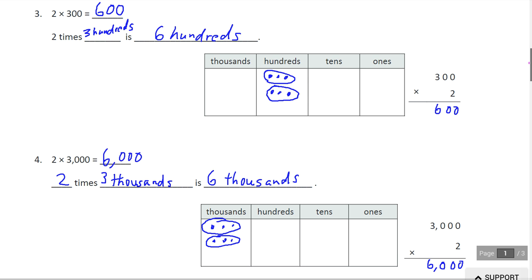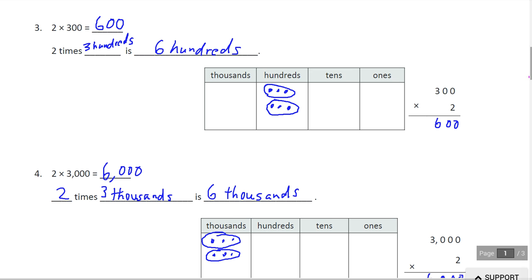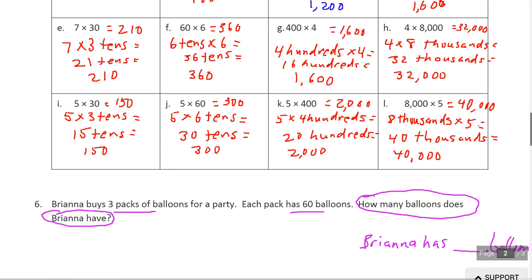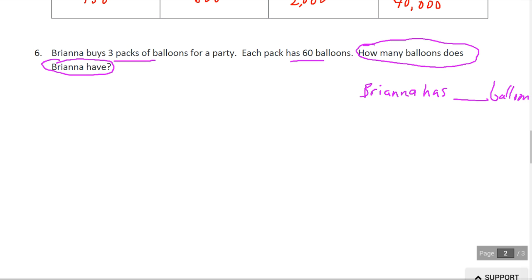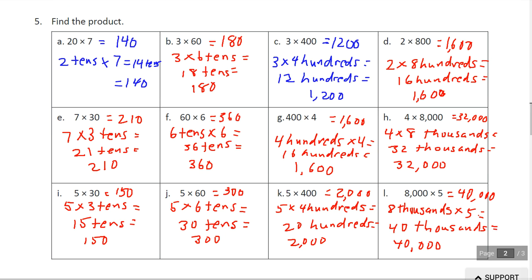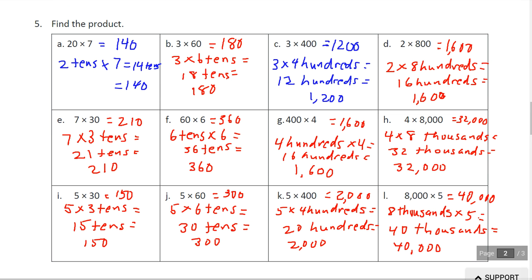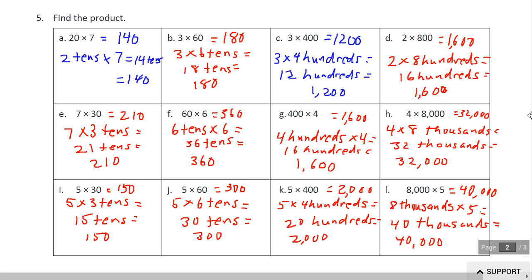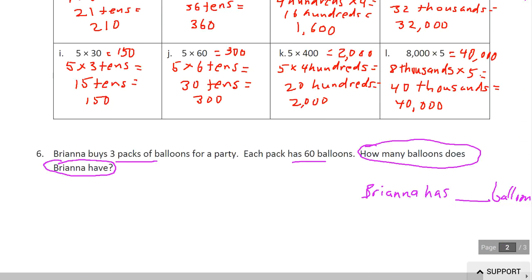Oops. Well, that was weird. All right, I went zip up to the top. So she has blank number of balloons. Oh, did it again. Oh boy, that was weird. Okay, all right, let's go back down here. Oh, what's going on around here? Okay, let's get this down where it belongs.